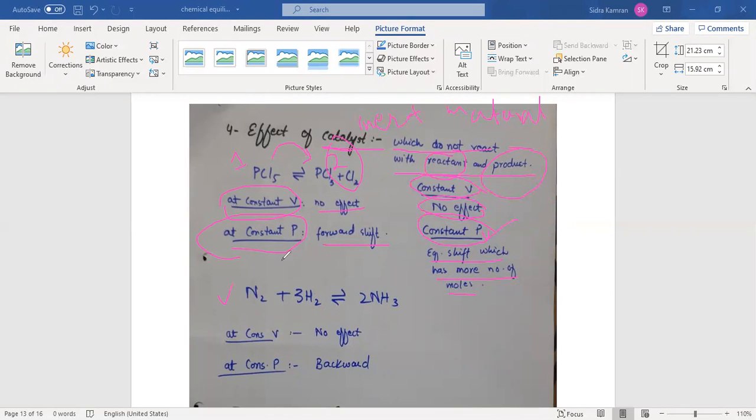In this reaction, you can see reactants have 4 moles and the products have 2 moles. If the volume is constant, then there is no effect. But if the pressure is constant, then what will happen? Here you can see reactants have more moles. So by the addition of a catalyst, the equilibrium will shift towards the backward side, because by the addition of a catalyst, equilibrium will shift to that side which has more number of moles.